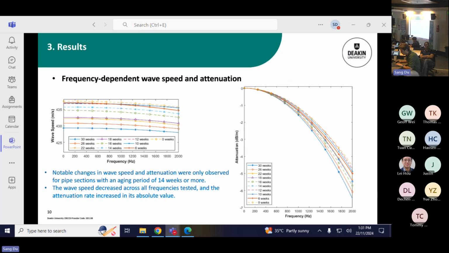But after that, the change in the mechanical properties is reflected in that reduced frequency-dependent wave speed. Then similarly, if we look into the attenuation, which is again frequency dependent, we see a general trend that with the aging process, the attenuation will increase. So it's minus, but minus means more. In this case, it means more attenuation.